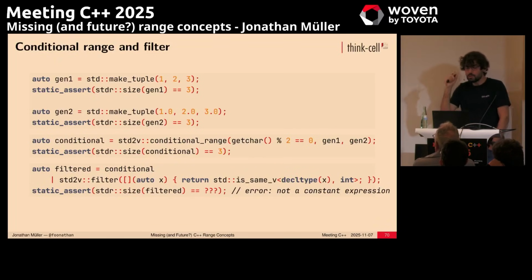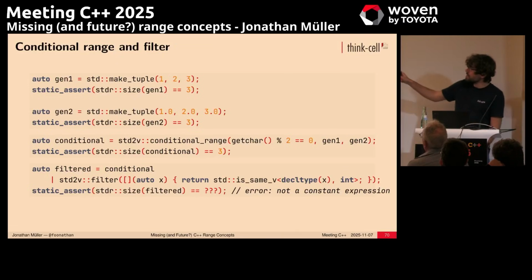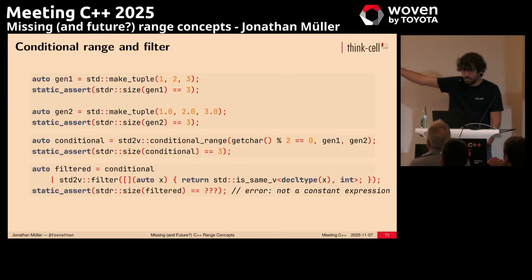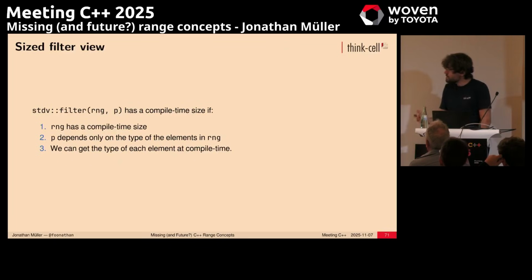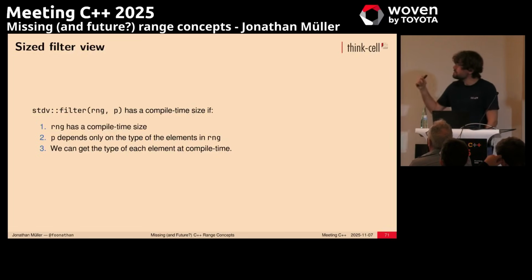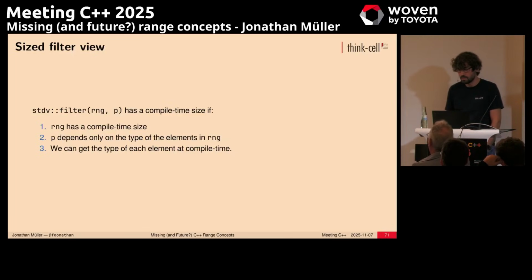But now if you filter out all the ints, this cannot be a constant expression, the size of the resulting thing. Because the size is either 0 or 3, depending on which value of getchar we got, but that's the runtime value. So we obviously lost compile time information. So filter can only be a compile time size if the range has a compile time size, the underlying one. The predicate only depends on the types of the elements. And we know the type of each element that we will end up iterating over at compile time. And the last condition wasn't true for the conditional one.